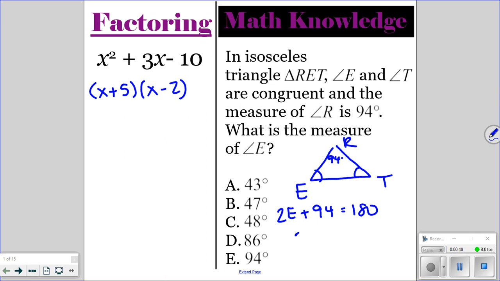And then if you subtract 94, it's going to equal 86. And so E equals 43. So there would be the measure of angle E.